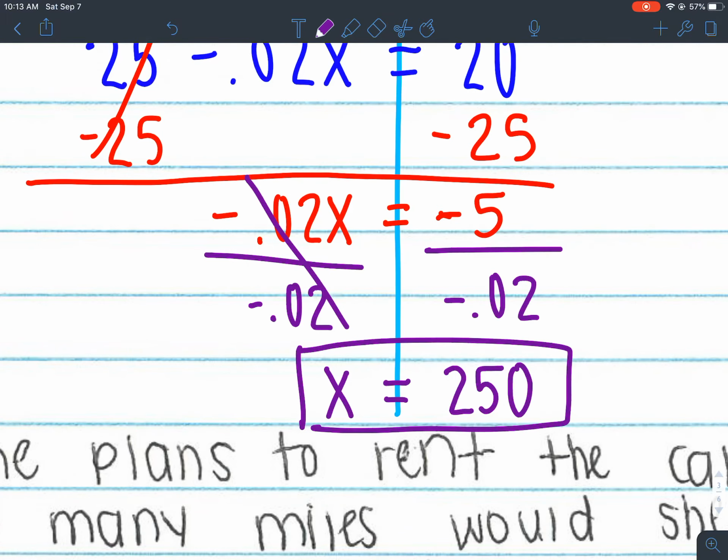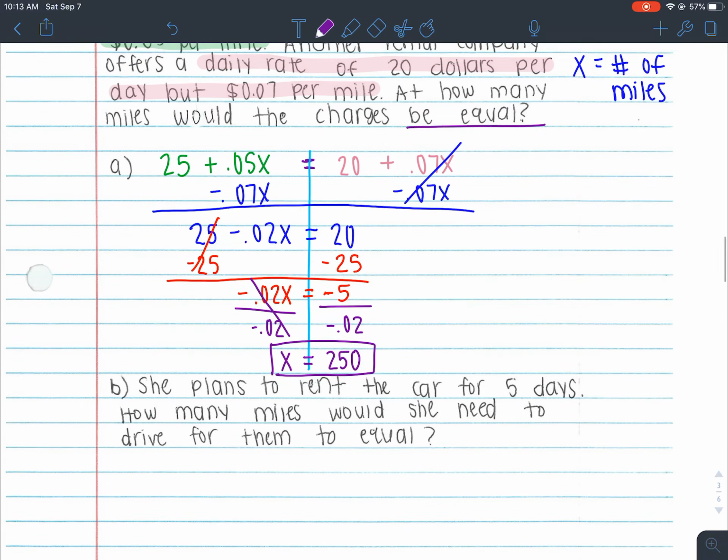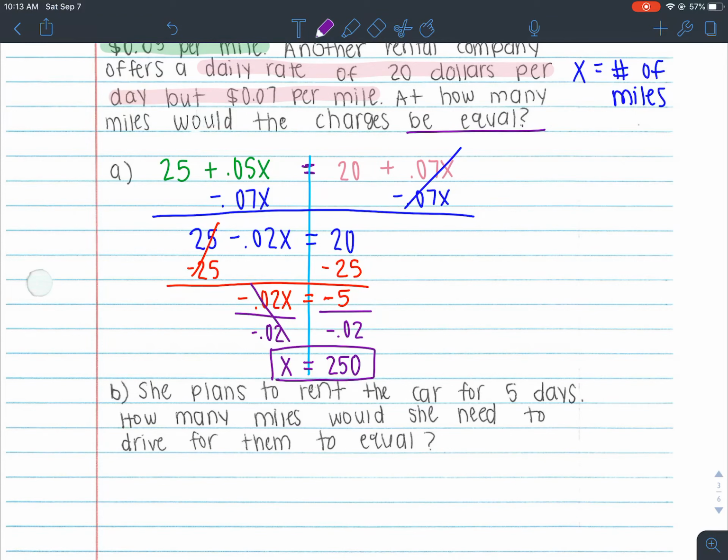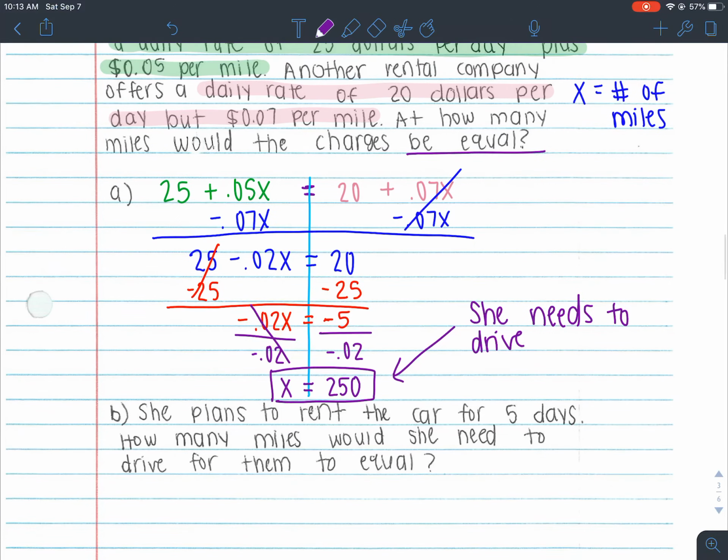Okay, well, what does that mean? What does x equals 250 mean? Well, that means that she needs to drive, well, remember, x, I said at the beginning, means our number of miles. So the question asks, how many miles will the charges be equal? Well, the 250 means that she would need to drive 250 miles for them to be equal.